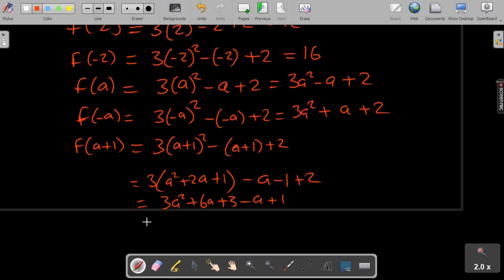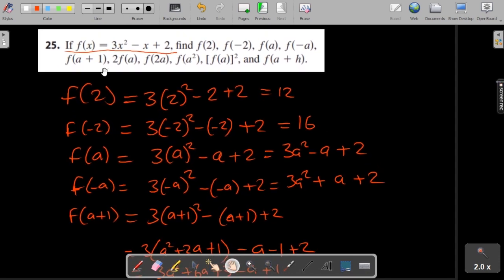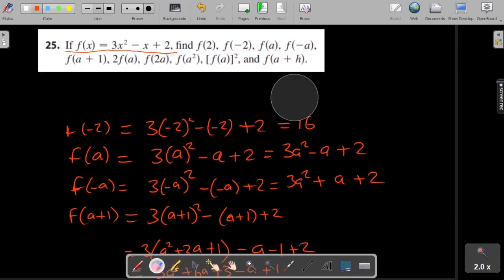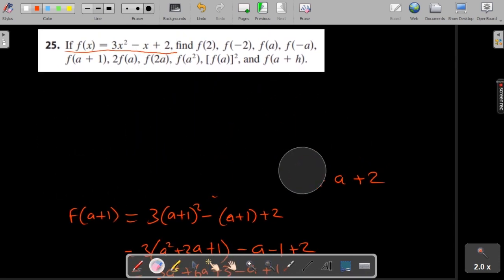Then we're going to add like terms, which will lead us to 3a squared plus 6a. So 6a minus a would be 5a. Then 3 plus 1 is 4. And that is your final answer for f of a plus 1. Let's just come back up and erase some of these so you can have space and always reference the formula.